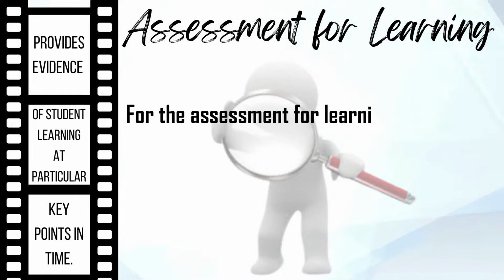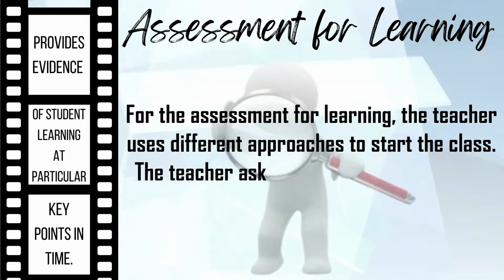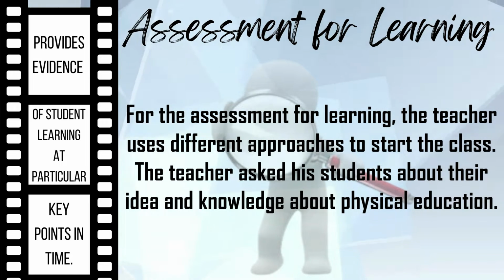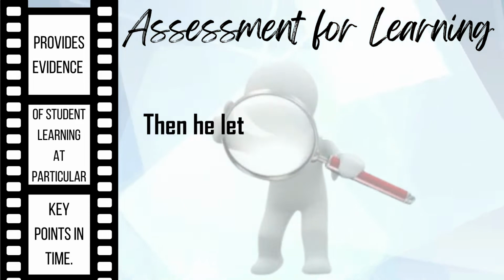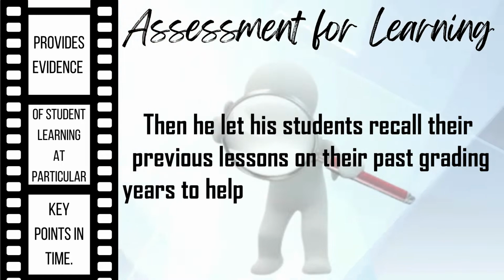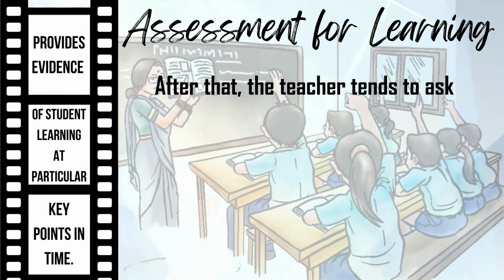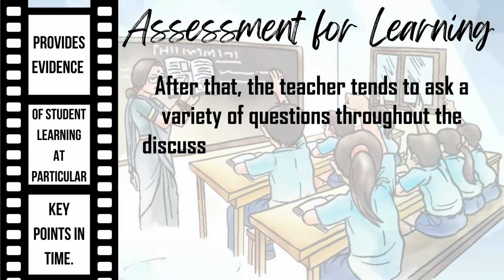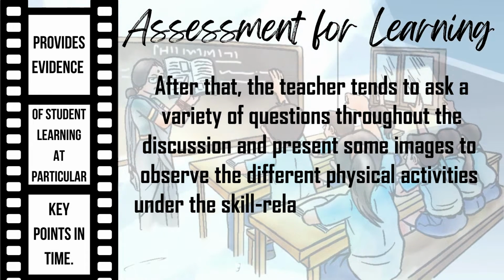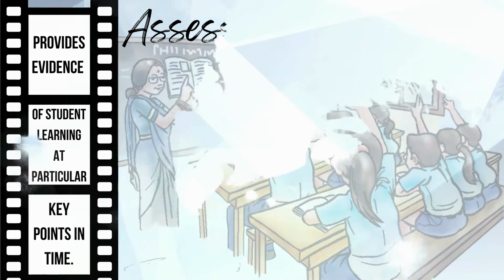For the assessment for learning, the teacher uses different approaches to start the class. The teacher asks students about their ideas and knowledge about physical education. Then, he lets his students recall their previous lessons in their past grading years to help them with the discussion. After that, the teacher asks a variety of questions throughout the discussion and presents some images to observe the different physical activities under skill-related and health-related fitness.